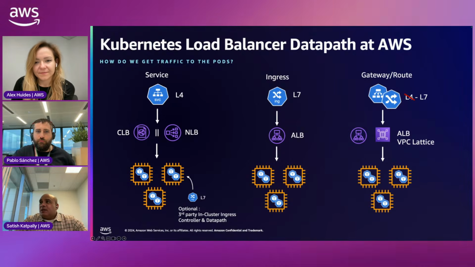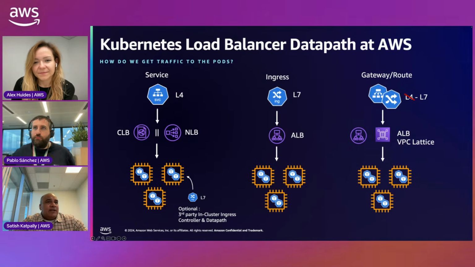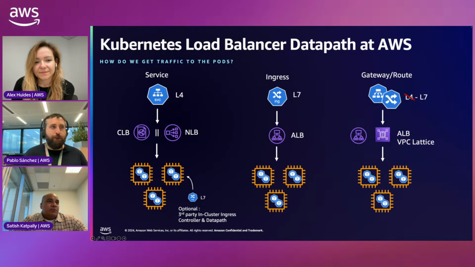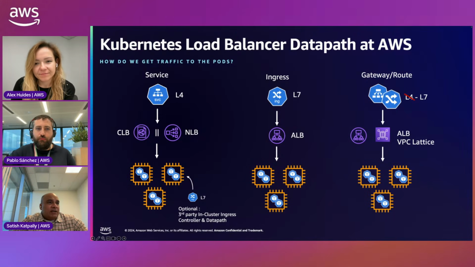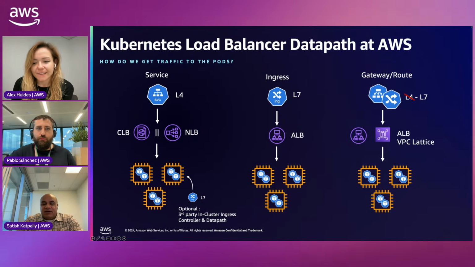And now with Gateway API being supported both on ALB and Lattice, you get the layer 7 and the multi-protocol support fronting this way. The data path that gets plumbed when we go through your manifest is the controllers that are running in the EKS control plane, spinning up these resources based on your definition. So that's what's going on underneath.